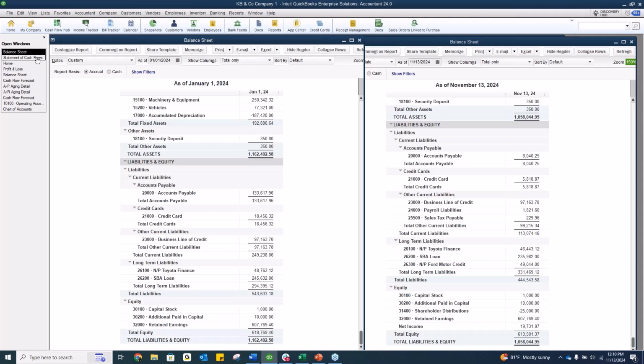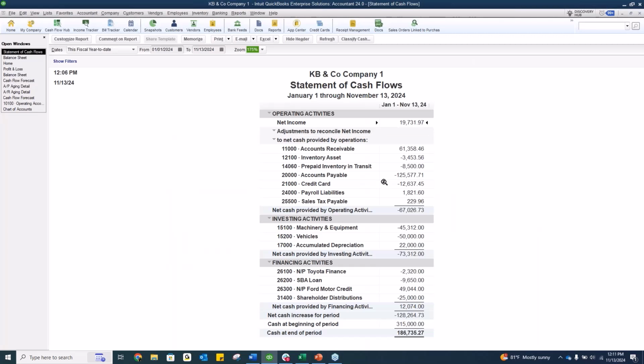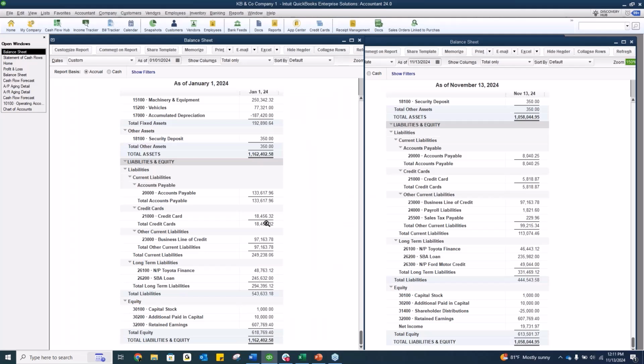Accounts payable is going to be the same story. I have a big negative in accounts payable, negative $125,000. Well, how did that happen? My accounts payable at the beginning of the year was much higher than in my current period. At the beginning of the year, $133,000. In my current period, $8,000.